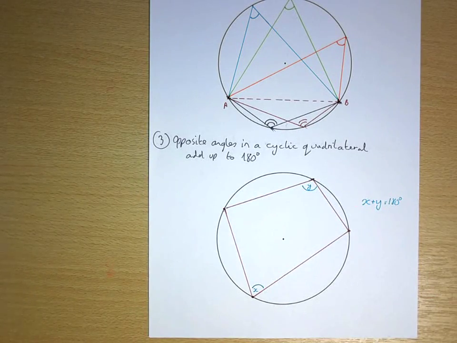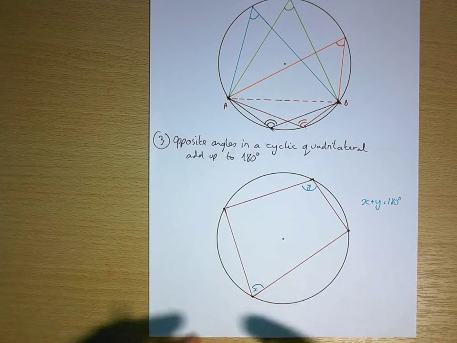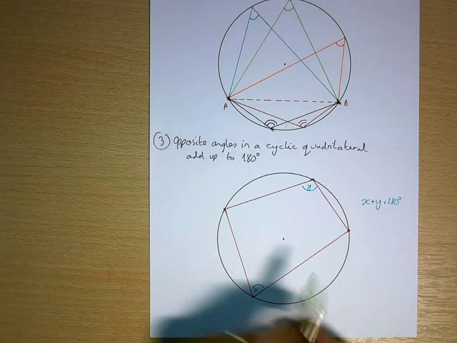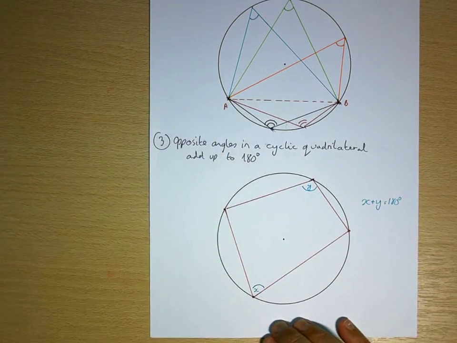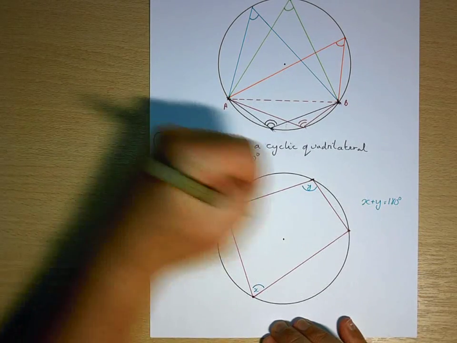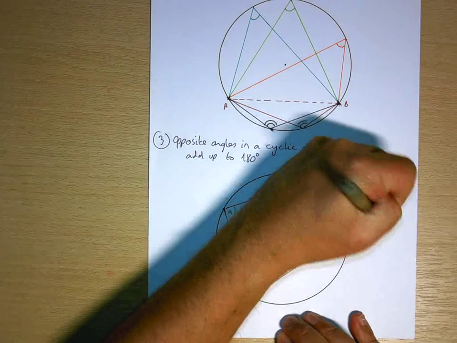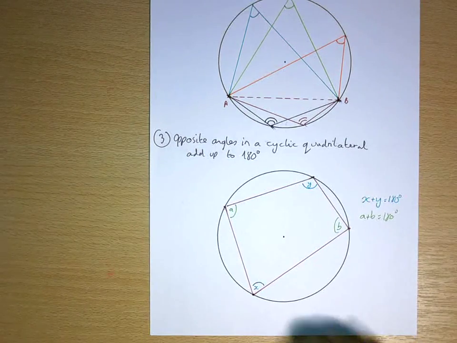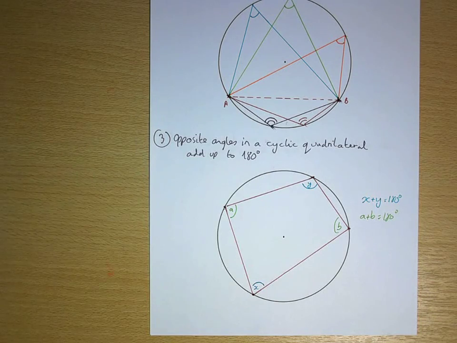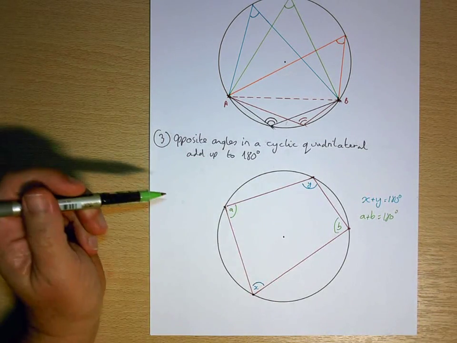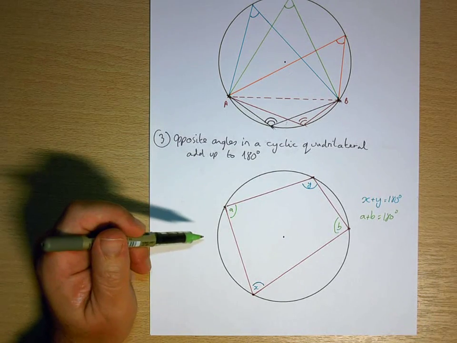And then because the other property of any quadrilateral is that all the angles add up to 360, the other opposite angles must add up to 180 as well. So if I call those A and B, A and B also add up to 180. So that's a property that only happens if the quadrilateral lies on the circumference of a circle.